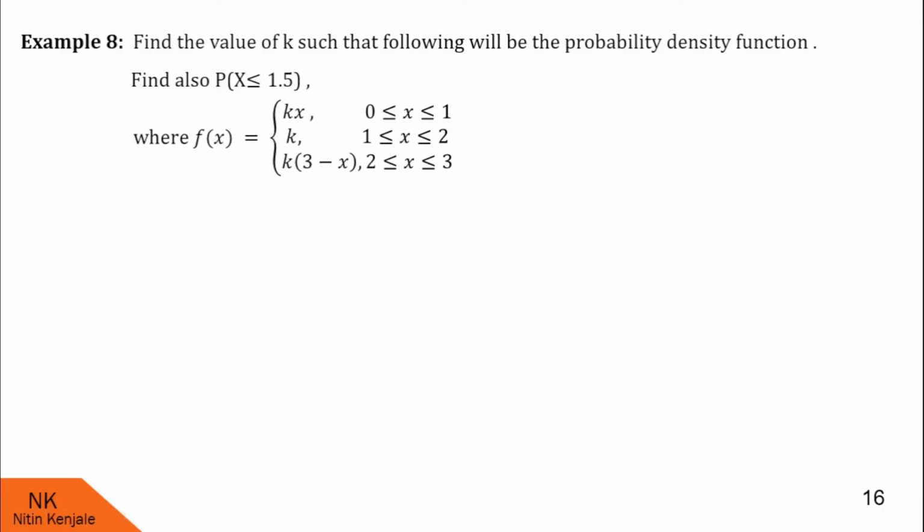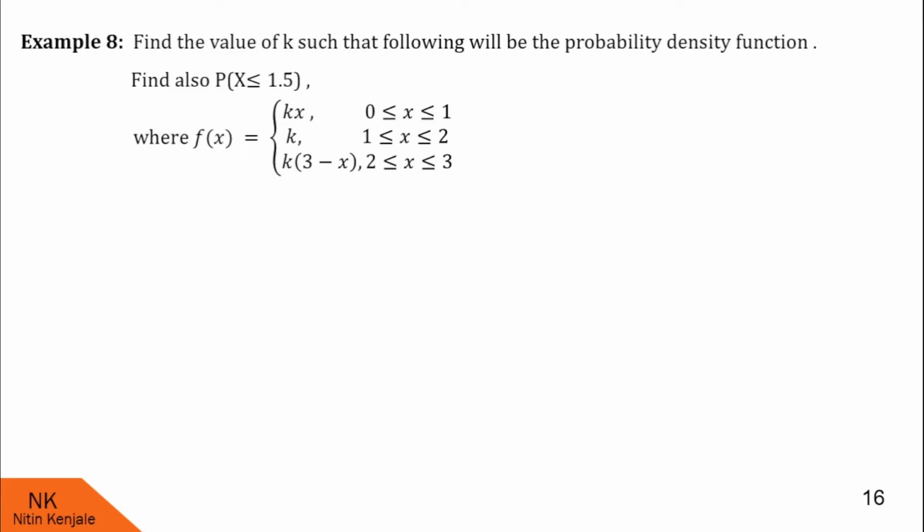Next example is on continuous random variable. We are asked to find the value of k such that the following will be the PDF. We are also asked to find P of x less than or equal to 1.5. Here f of x is defined as this. We have to find the value of the unknown k such that f of x will become PDF.